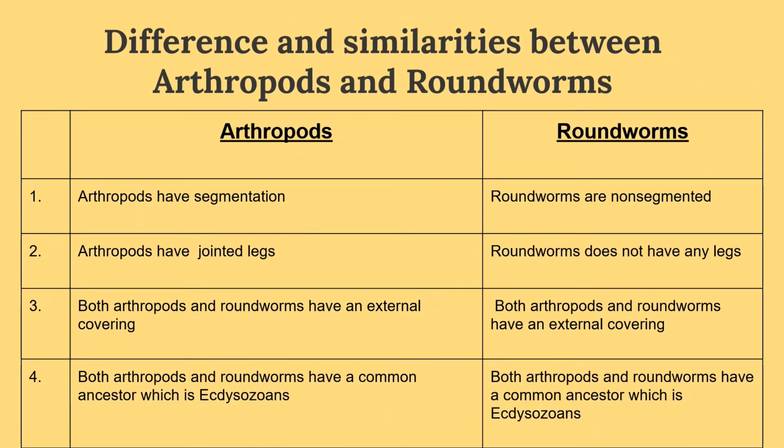The first difference is arthropods have segmentation, like we learned before, and roundworms are non-segmented worms that are prevalent in almost any environment. Number 2, arthropods have jointed legs, meanwhile roundworms do not have any legs. And the similarities between the two: number 3, both arthropods and roundworms have an external covering or a cuticle. Number 4, both arthropods and roundworms have a common ancestor, which is Ecdysozoans.